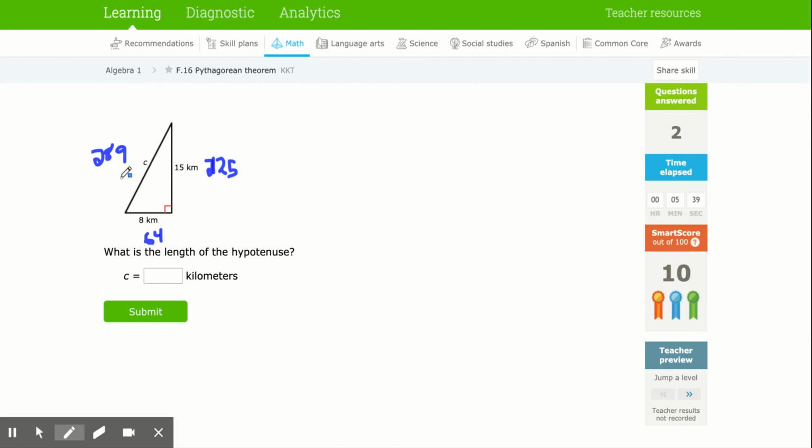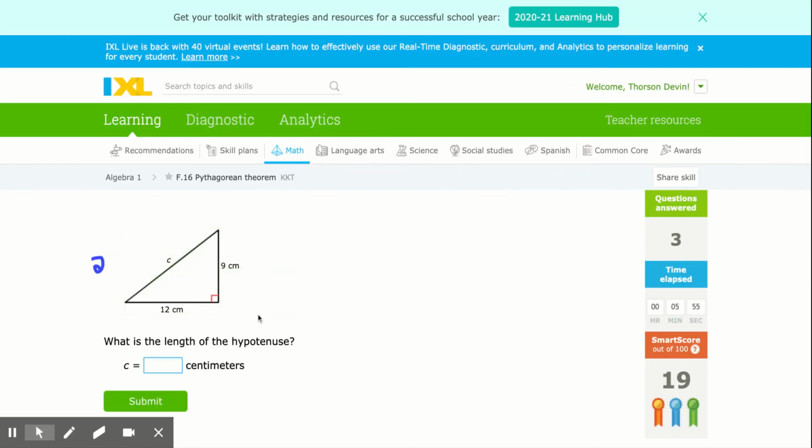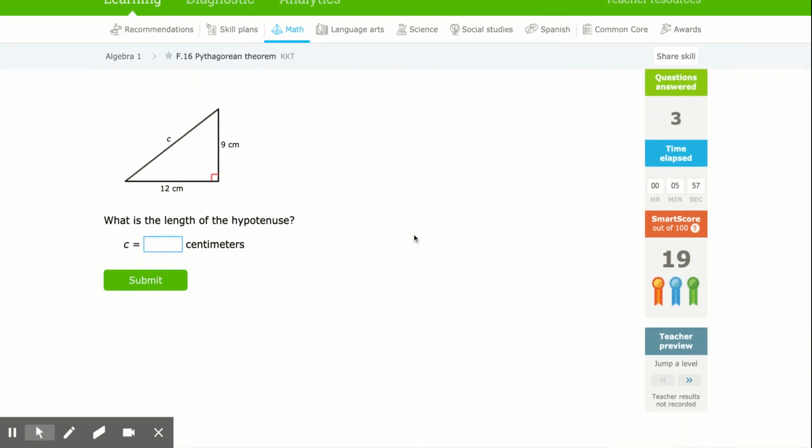Then I get 289, and then we square root 289. And again, I'm using a calculator. Square root of 289, I believe, is a nice number. It's 17 of all things. So we type in 17. Now, you won't always get a nice integer number, but that's all right.